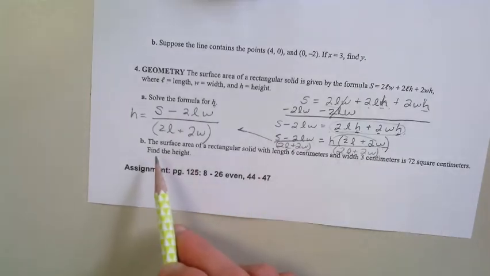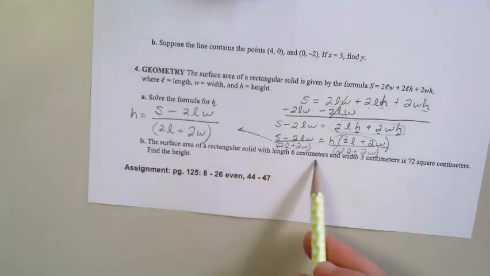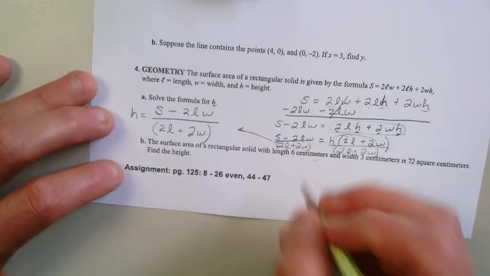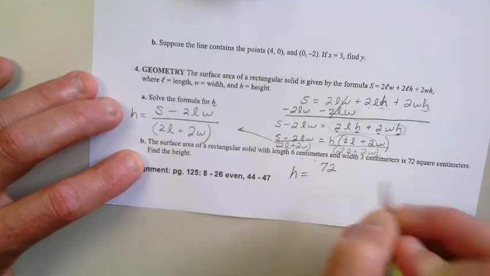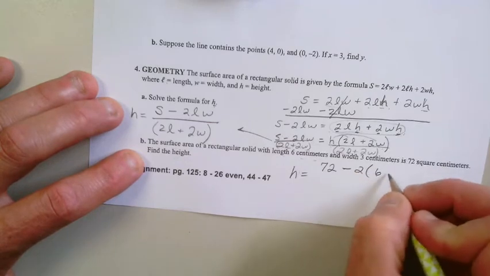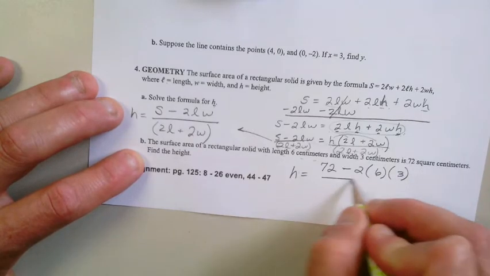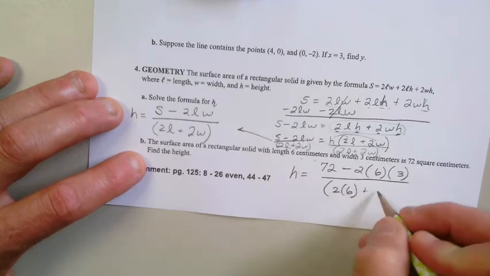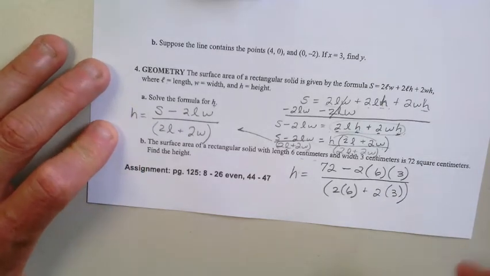Now the follow-up question is this. The surface area of a rectangular solid with length 6 centimeters and width 3 centimeters is 72 square centimeters. Find the height. So if I go ahead and plug this in, 72 is the surface area, minus twice the length we were told is 6, and the width is 3. Okay, we can go ahead and work that out in our calculator.